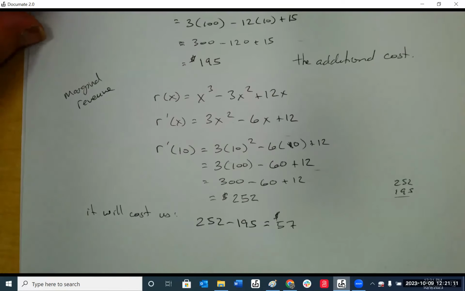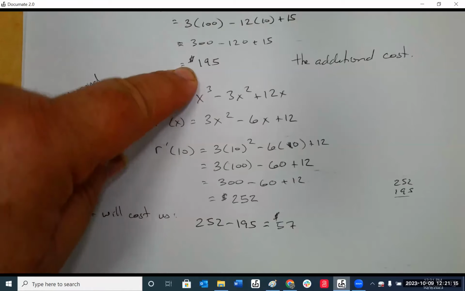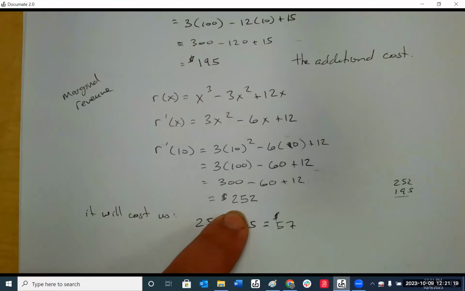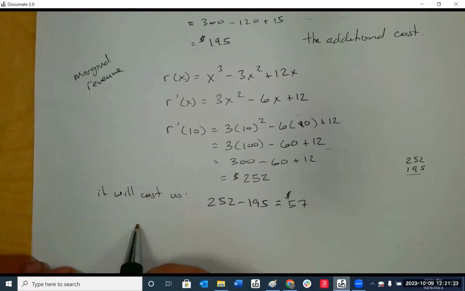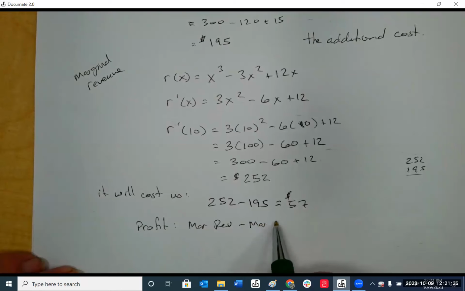With 10, it's costing us $195. And we're only making 252. So the profit for the 10 is, the profit is marginal revenue, how much you sell minus how much it costs to make it.